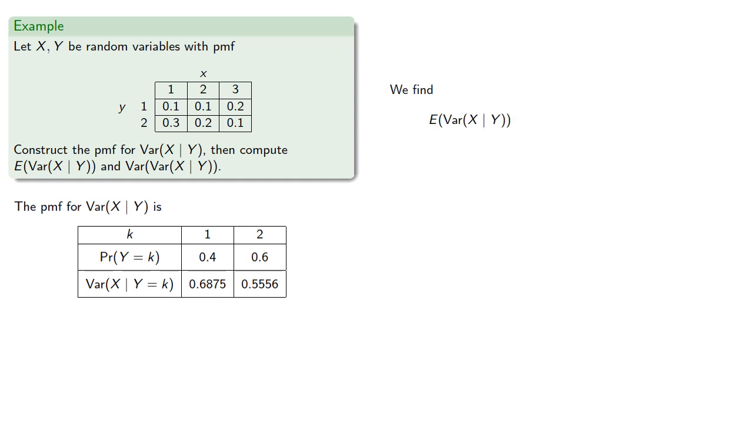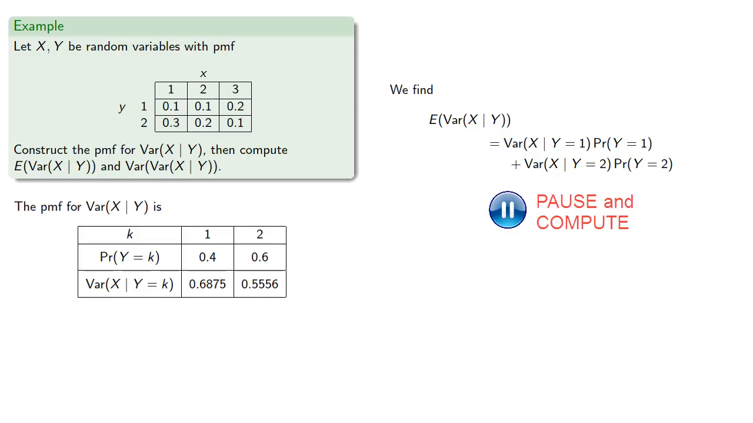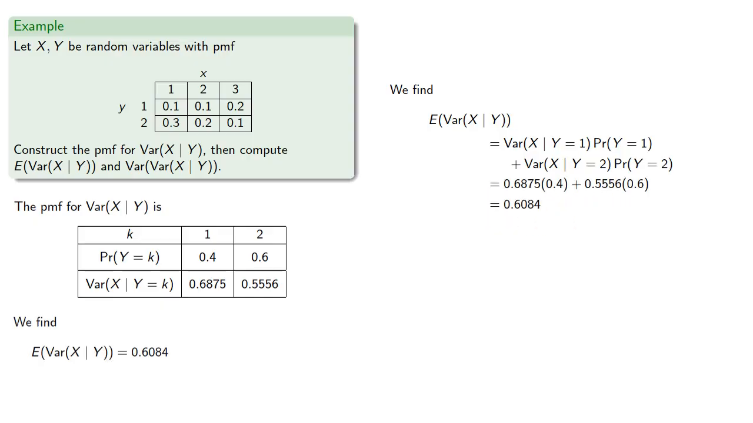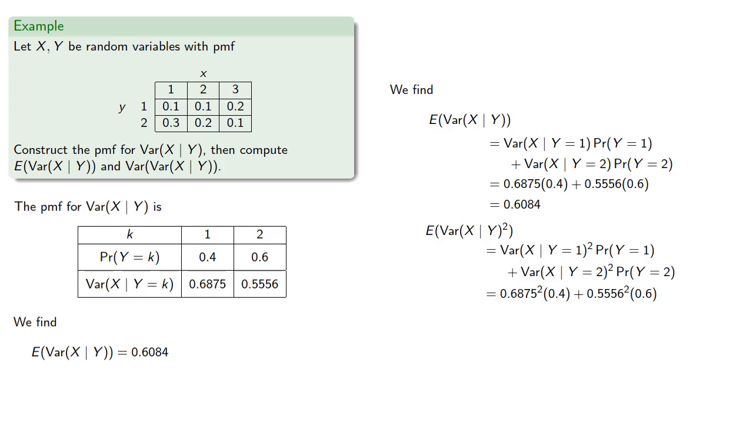The expected value is the sum of the products of the payoffs and the probabilities. The payoffs here are the variances themselves, and so we get the expected value. The expected value of the square will be as follows, and so the variance will be.